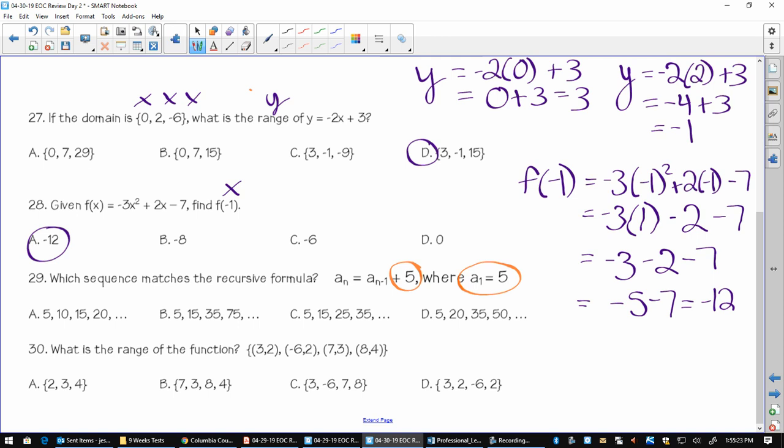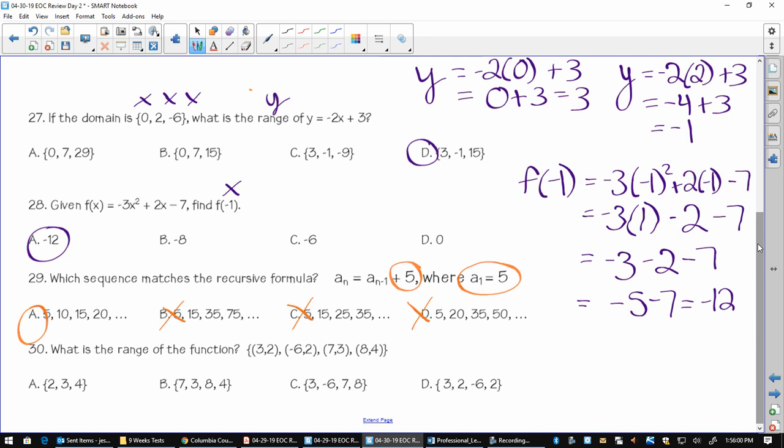If I look at A, that's 5 plus 5 is 10, 10 plus 5 is 15, 15 plus 5 is 20. If I look at B, it looks like it added 10 and then added 20 and then added 40. So that doesn't work. On C, it looks like it added 10 each time. So that doesn't work. And on D, it looks like it added 15 each time. So that doesn't work. So A is my answer. It starts at 5, it adds 5 each time. Again, I would always check all of your answer choices and make sure you didn't pick your answer too quickly.